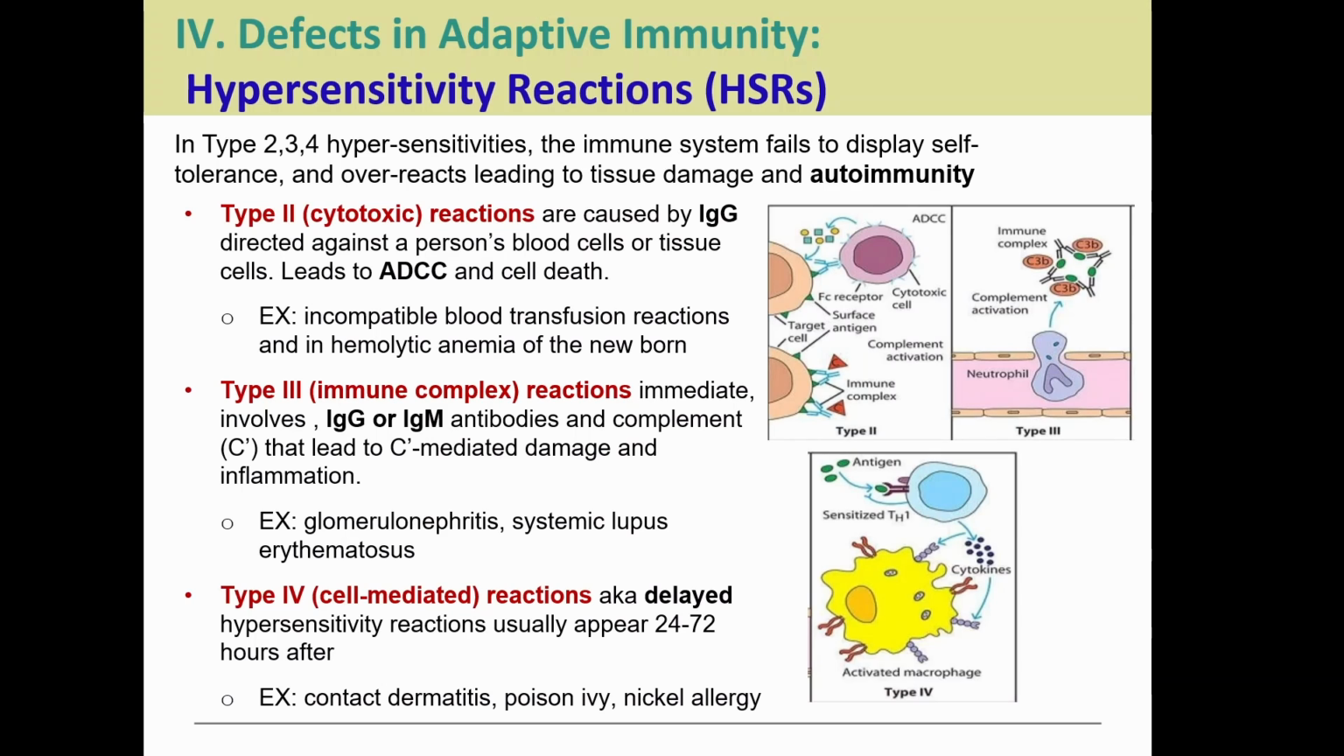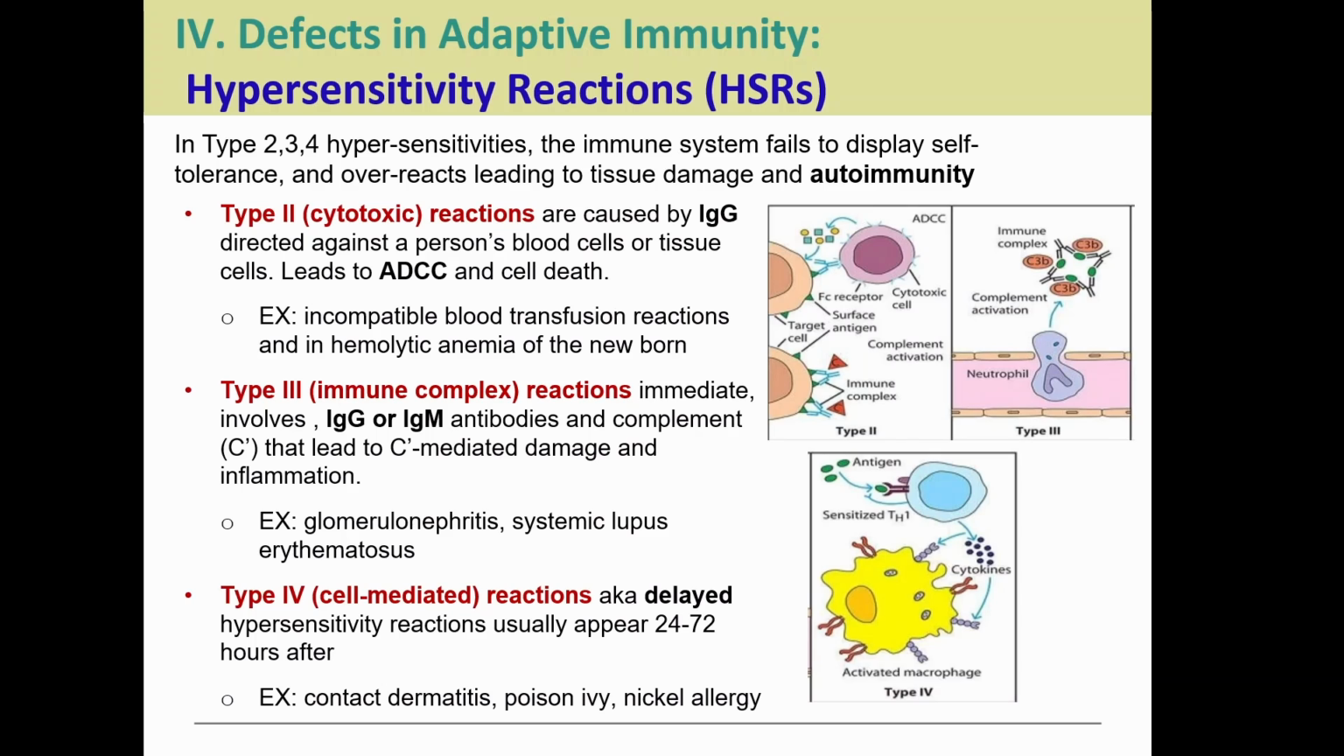Type 3 is also immediate. This is, again, where a person is attacking their own tissues with IgG or IgM antibodies, as well as the complement system. And so this is going to cause damage or inflammation to tissues like glomerular nephritis or lupus. And then type 4, this is a slower reaction. It usually takes 24 to 72 hours.